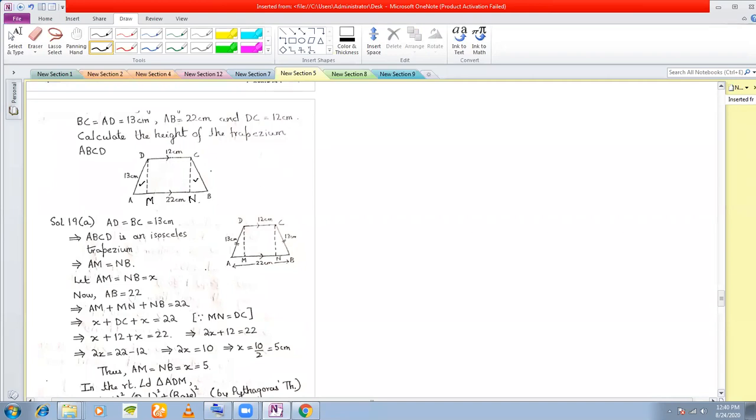Okay, how will you prove? Why do I need to prove them congruent? That is the question. I need to prove them to be congruent because I want to show that this length AM is equal to this length NB. In order to show this, I need to prove that these two triangles are congruent. So what I do is I start from in triangle AMD and triangle CNB.